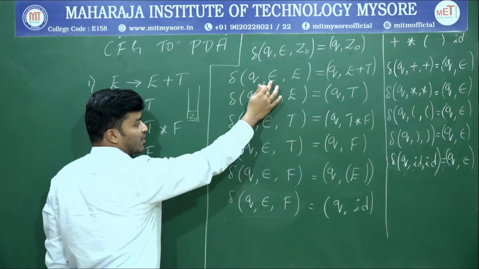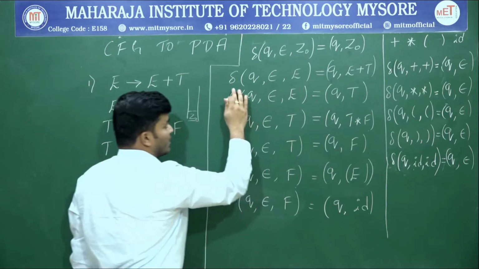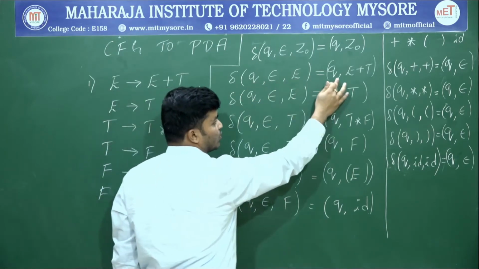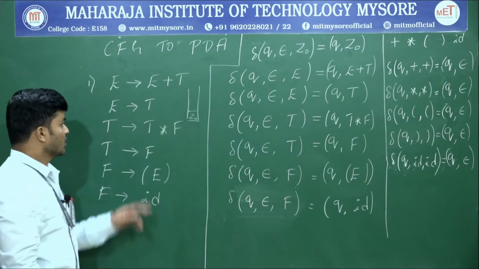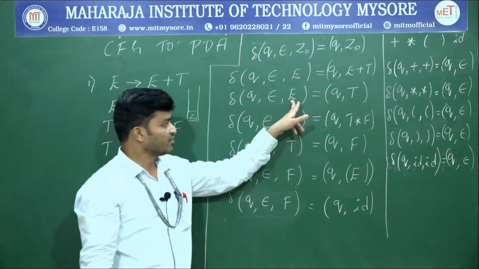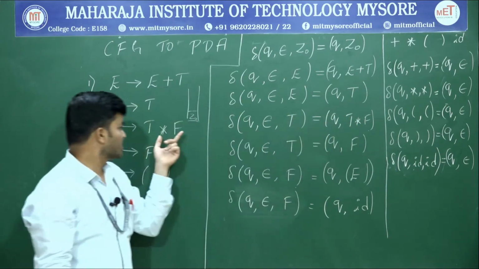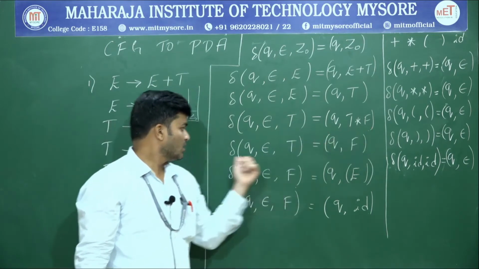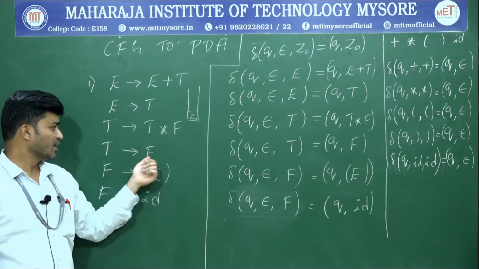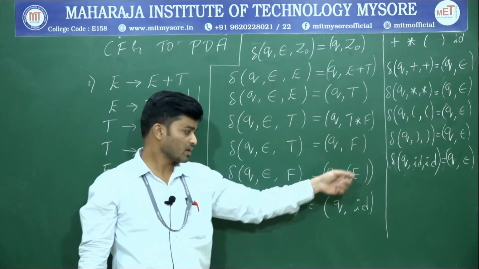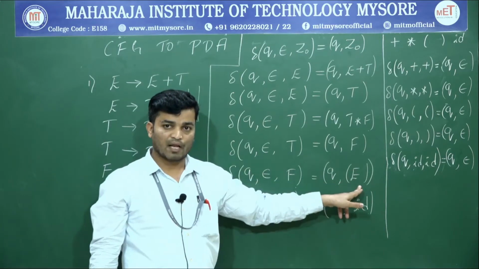Delta of q comma epsilon comma E is equal to q comma E plus T. It means if there is an E, I can replace that with E plus T. Again for E, if there is an E, I can also replace that with T. Then T, I can replace with T star F. And again there is one more production with respect to T. If there is a T, you can replace that with F. If there is an F, I can replace that with E within parentheses.